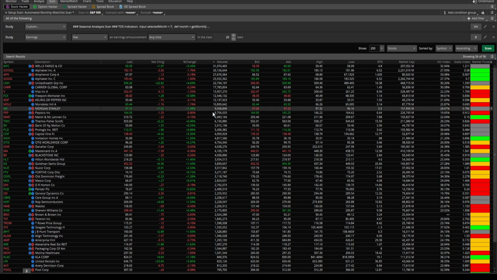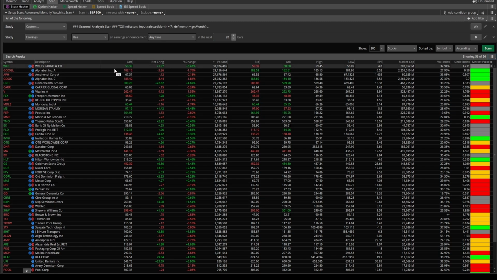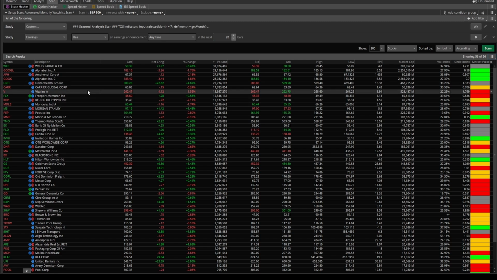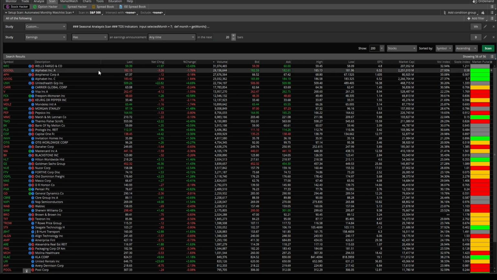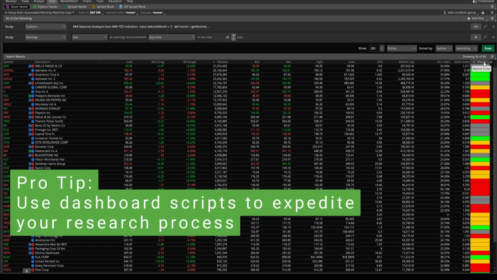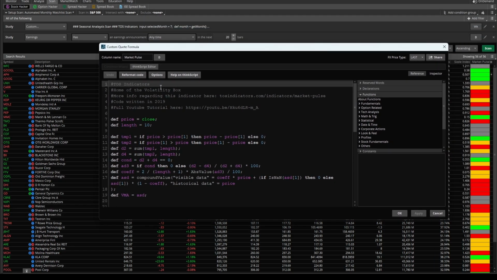If we sort by volume, we can see, starting with volume, what stands out at the top. You have Wells Fargo, you have Google, you have UNH, you have Visa, you have Carrier. There's lots of stocks that you can continue to dive deeper into. Some ways you can expedite this research is by using dashboard scripts. So for example, here I have our daily market pulse, which allows me to quickly see what the trend is as well for all of these stocks.